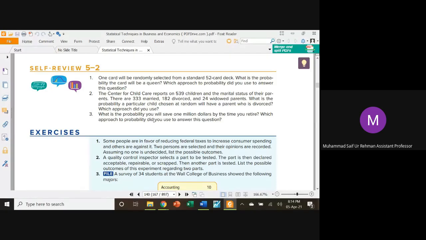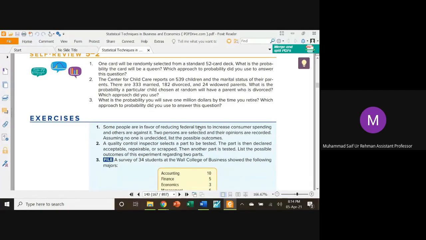Then, what is the probability you will save $1 million by the time you retire? We are not sure about this. You may say that I am going to save, let's say, 50 lakh after 10 years when I would be retired. But that figure may change. So this is your guess. But at the time you are going to retire after, let's say, 30 years, the situation may be different. So which approach to probability did you use to answer this question? Subjective. Everybody is free to have his own opinion. There are 70% chances that I'm going to save 50 lakh after 30 years when I would be retired. So this is the subjective probability.